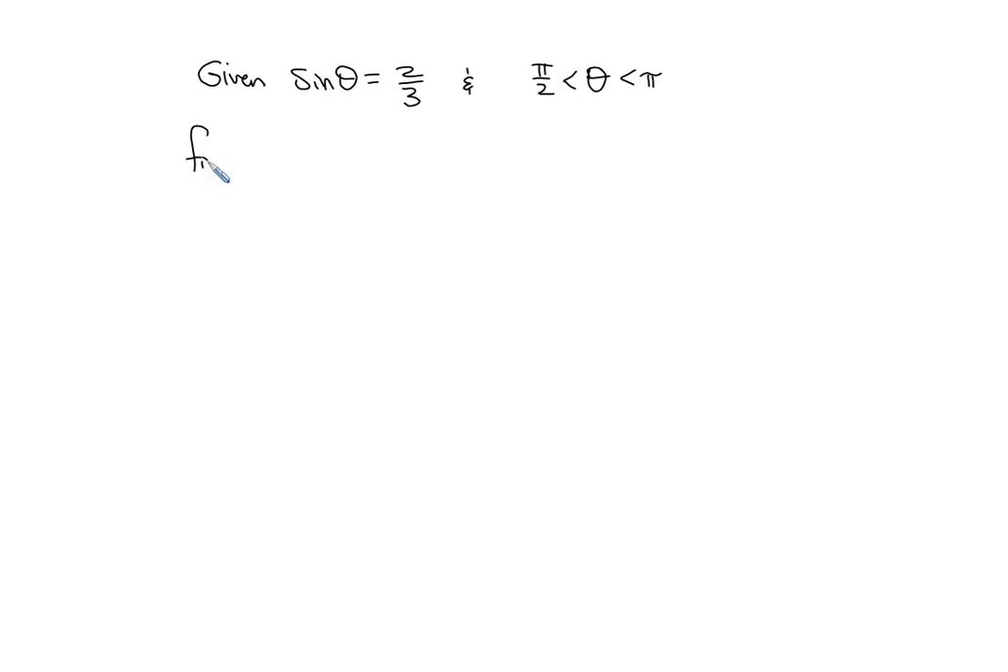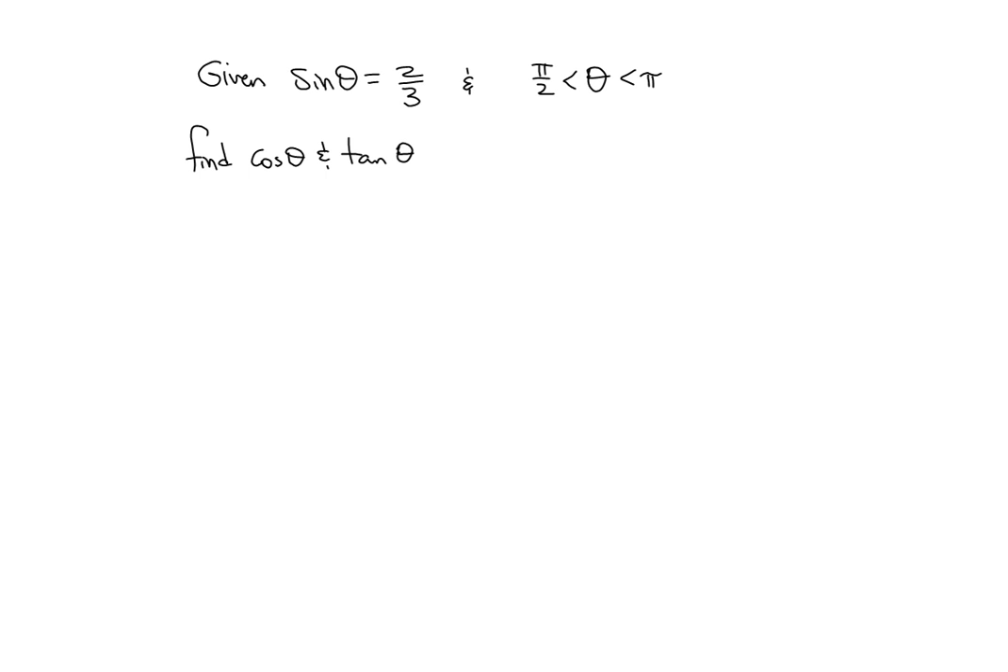They want you to find cosine of theta and, let's say, tangent of theta. So this is example 6. Now they could ask you to find all 5 of the other trig functions, or they could ask you for just a couple of them. And this one they're asking us just for 2 of them.